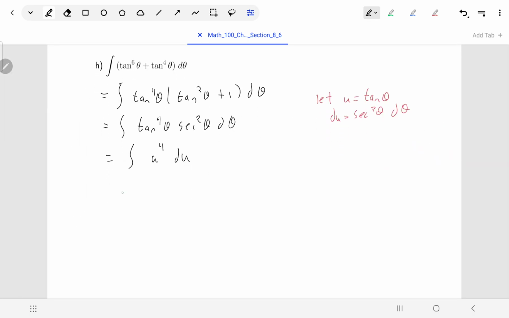So I'm just integrating u to the 4, and that's going to give me u to the 5 over 5 plus our constant c. And then the last thing for me to do, of course, is go backwards and put in what my substitution was. So since u is tangent, then we'd have tangent to the 5 over 5 plus c.